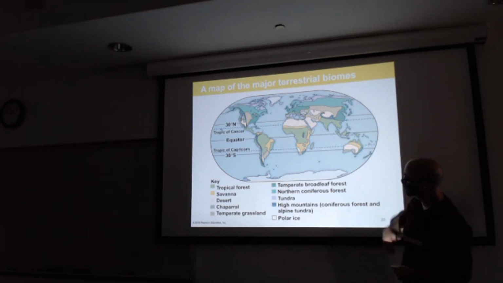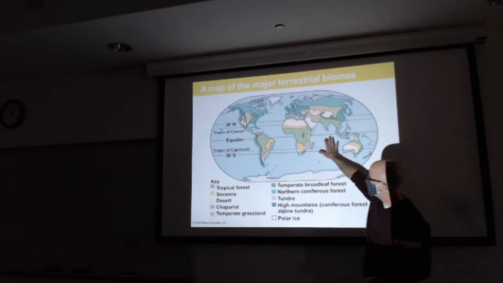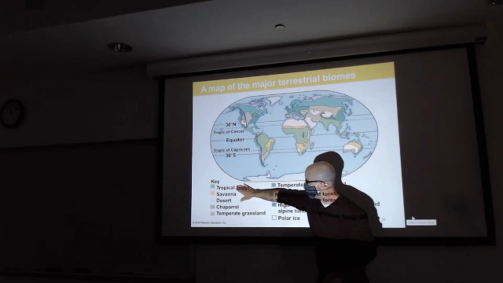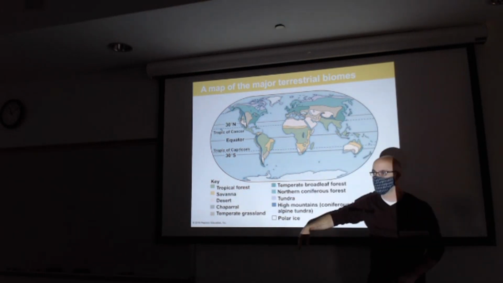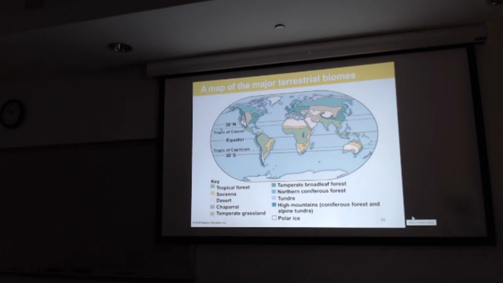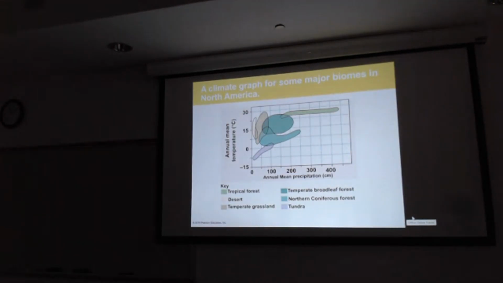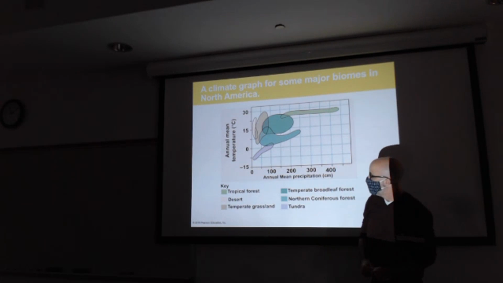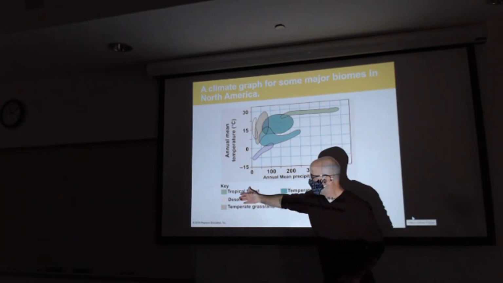Okay, so the point of this is that it's fairly predictable where you're going to find these different types of terrestrial biomes, and that's all temperature and rainfall. And that's modulated by oceans and mountains. So it's very predictable where we're going to find these different types of biomes.